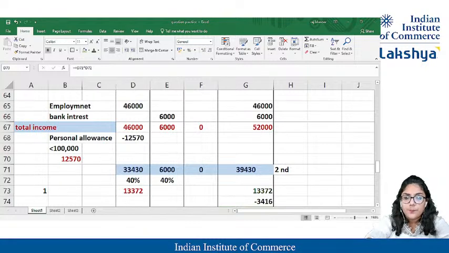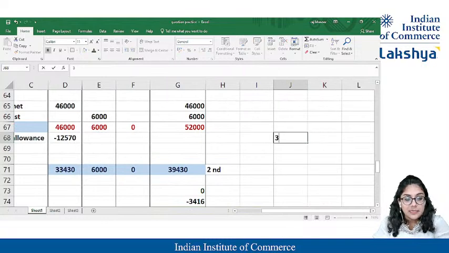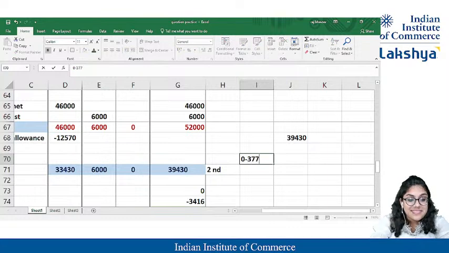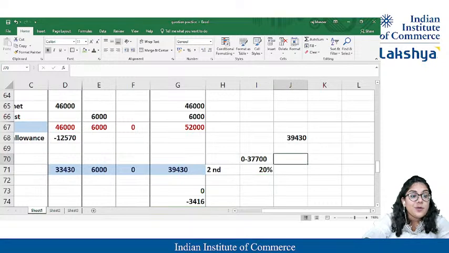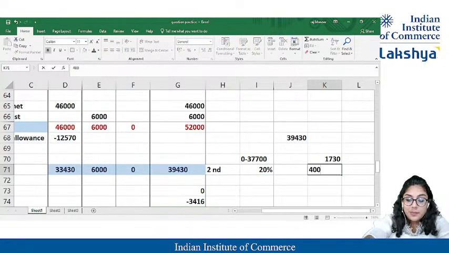Is it so? Tell me. If you are telling yes, guys, that is a big mistake students make over here. Biggest mistake. Students, when your income is 39,430, what you used to do? First slab 0 to 37,700, you used to book at 20%, right? Beyond that, 39,430 minus 37,700, you used to book at 40%, isn't it?